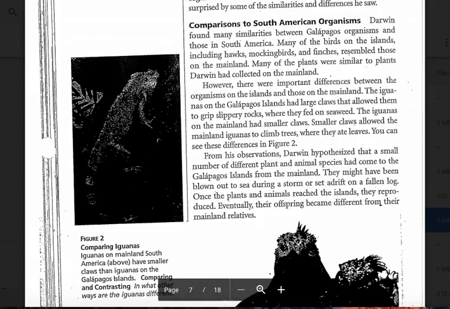The iguanas on the Galapagos Islands had large claws that allowed them to grip slippery rocks, where they fed on seaweed. The iguanas on the mainland had smaller claws. Smaller claws allowed the mainland iguanas to climb trees, where they ate leaves. You can see these differences in Figure 2.